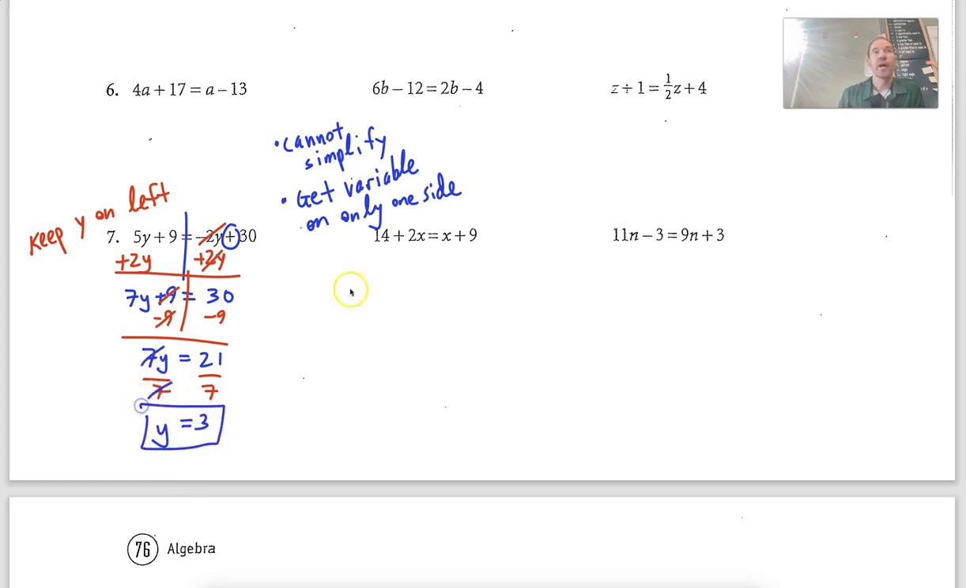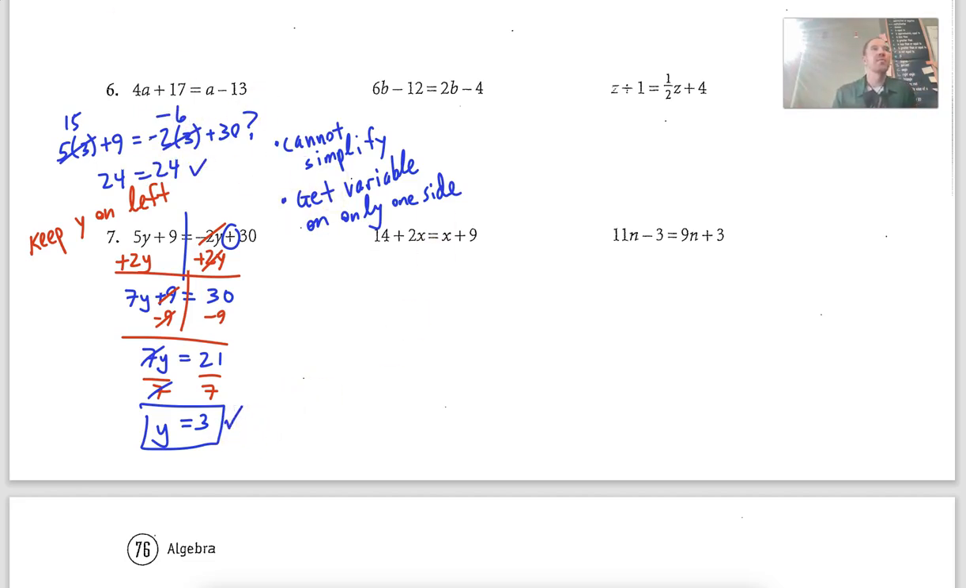Now you should still check. Go back to the original: is 5 times the y value of 3 plus 9 equal to negative 2 times the y value of 3 plus 30? And you should be checking that. This would be 15 plus 9, that'd be 24. This would be a negative 6 plus 30, which is 24. Yeah, it checks out. It says 24 equals 24. So y equals 3 is a good solution.